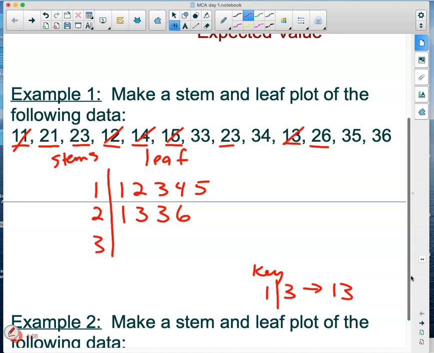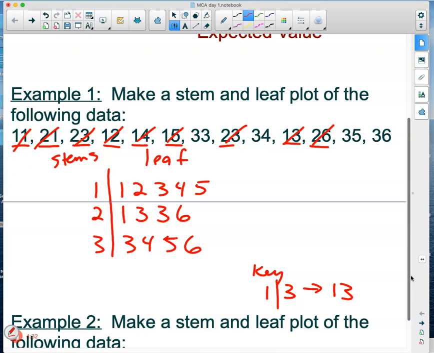And then we go back and grab anything from the 20s, and notice I'm using a strike here so that I can still see that data, but I know I've used it already. So for the 30s, we have 33, 34, 35, and 36.